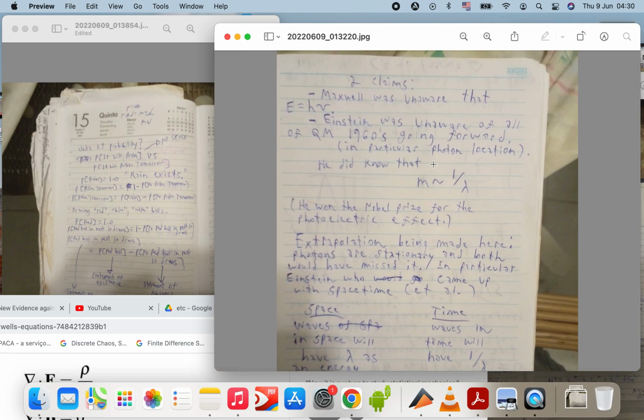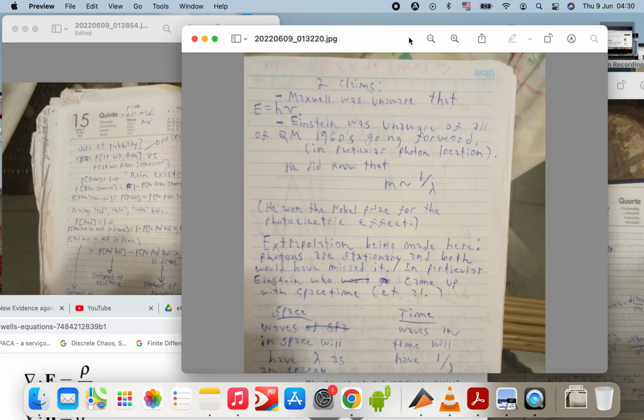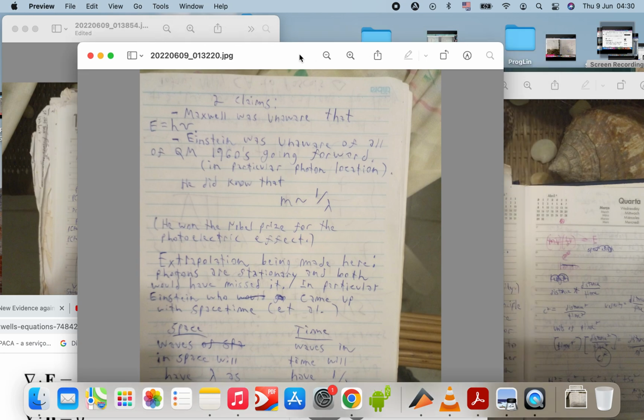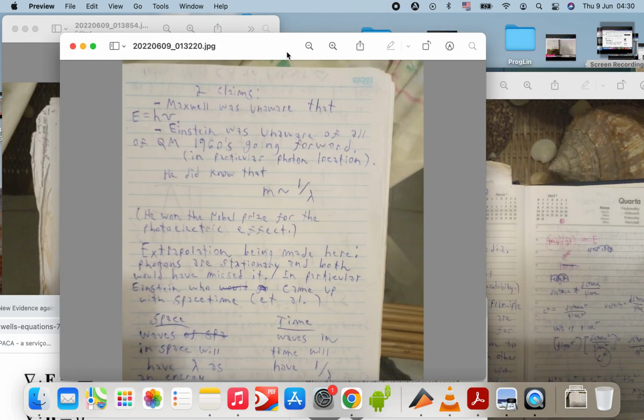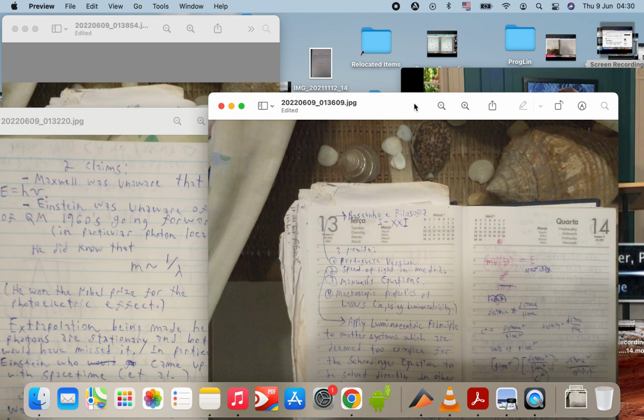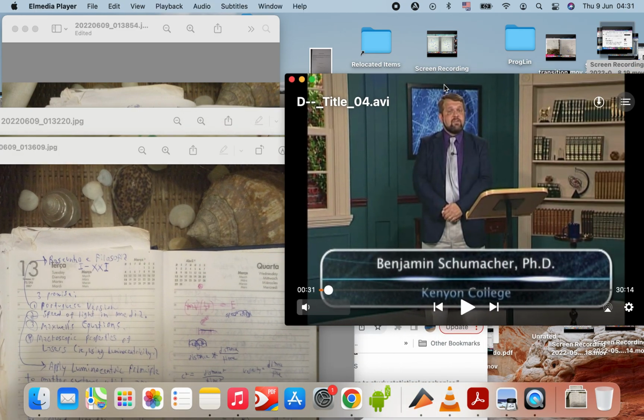I'm going to make two claims. One is that Maxwell was unaware that energy equals Planck's constant times the frequency nu. And the other claim is that Einstein was unaware of all of quantum mechanics 1960s going forward, in particular the quantum mechanics regarding photon location. And for the quantum mechanics regarding the location of photons in a laboratory, I have a source.